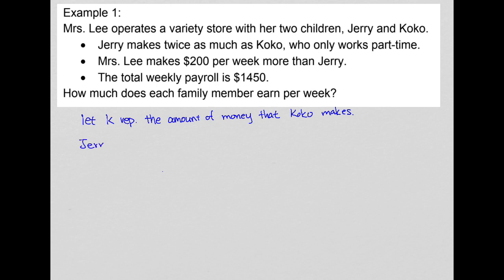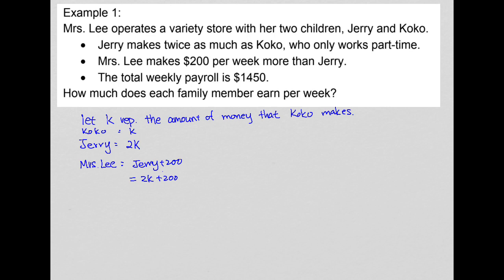Therefore, Jerry is going to be 2 times Coco, so we say 2K. And Mrs. Lee makes $200 more than Jerry. That means Jerry plus 200, which is 2K plus 200. And keep in mind, Coco is K dollars. Now let's look at the last bullet.